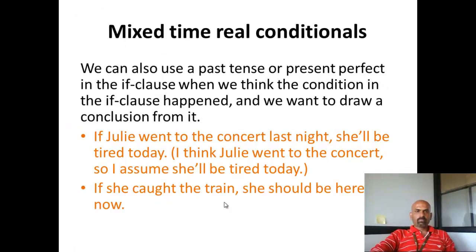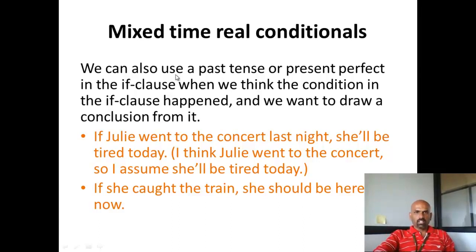Another example: if Julie went to the concert last night, she will be tired today. I think Julie went to the concert, so I assume she will be tired today. It's an assumption only. This is another usage. If she caught the train, she should be here now. If she caught the train, she should be here now also.